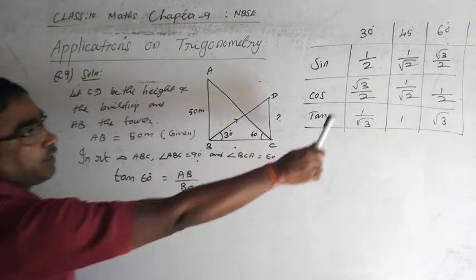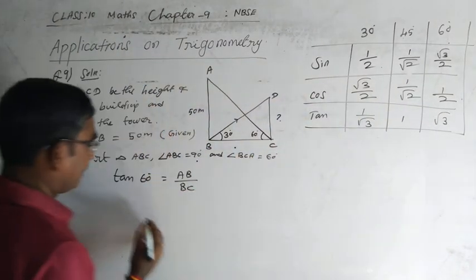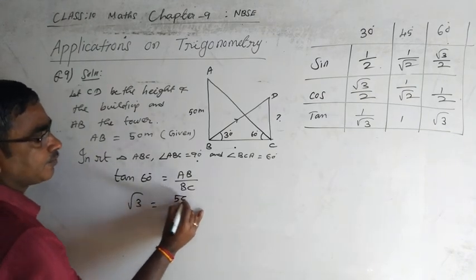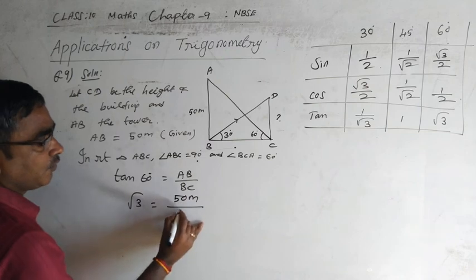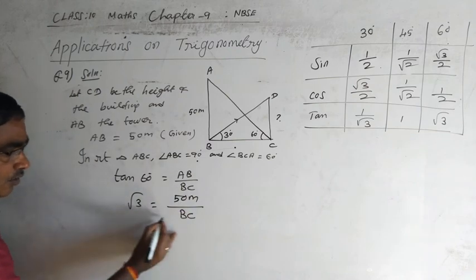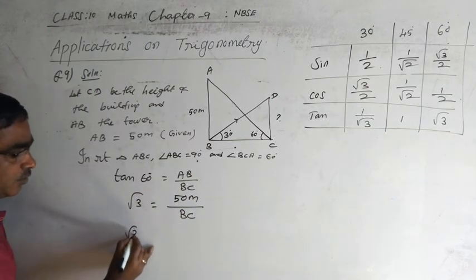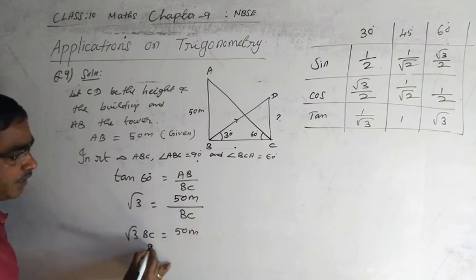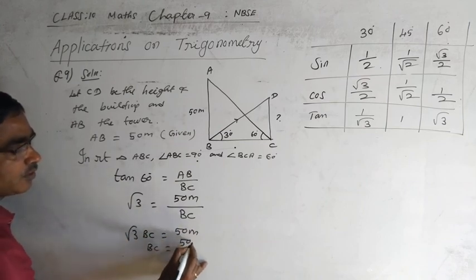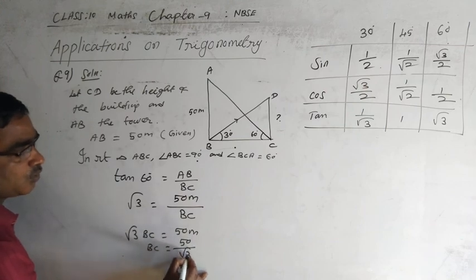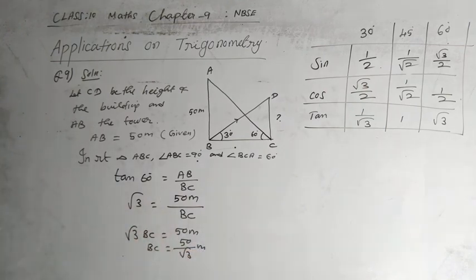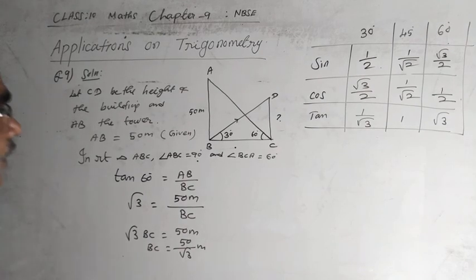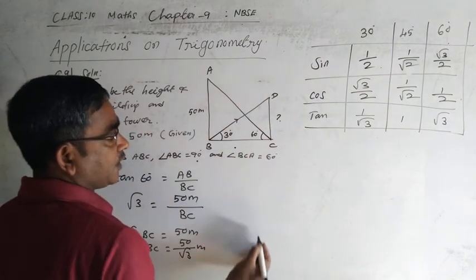Tan 60 value we know, tan 60 is root 3. So root 3 is equal to AB, 50 meters, over BC, which we have to find out. So let's cross multiply. Root 3 BC equals 50 meters. So BC is equal to 50 by root 3 meters. So BC value we got. Now find the CD value.